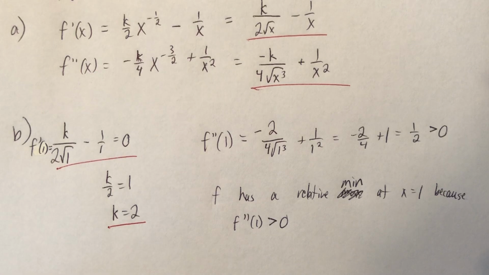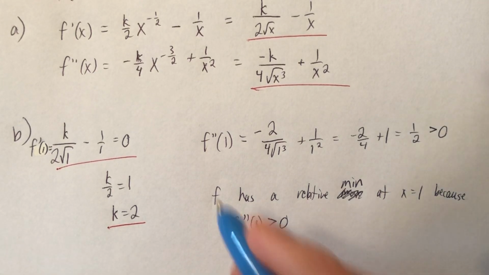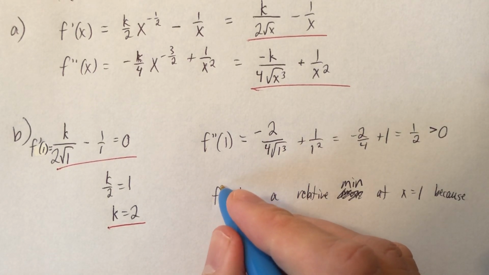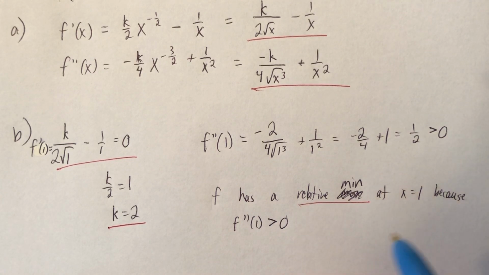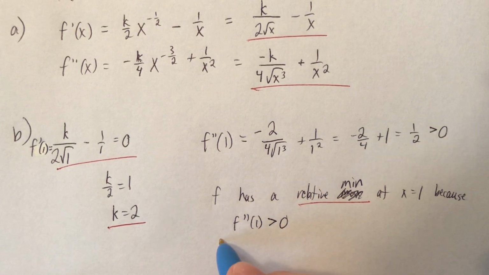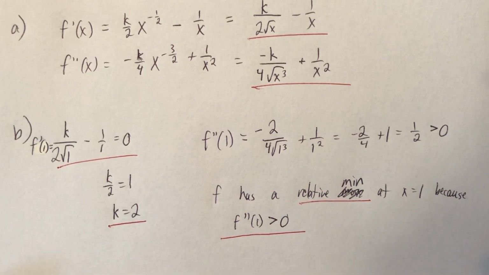All right, let's do part C. By the way, the justification. Minimum. And the justification was another one. So the fact that f double prime was greater than 0.